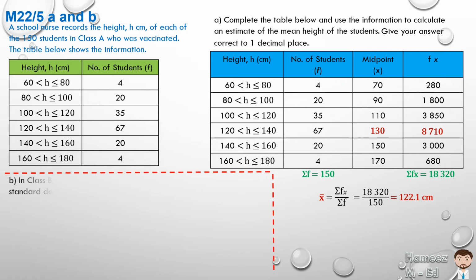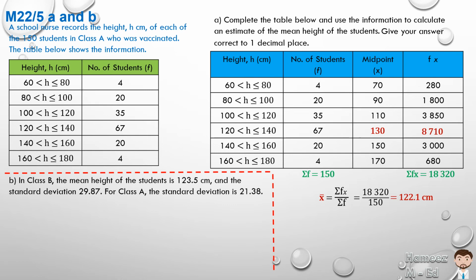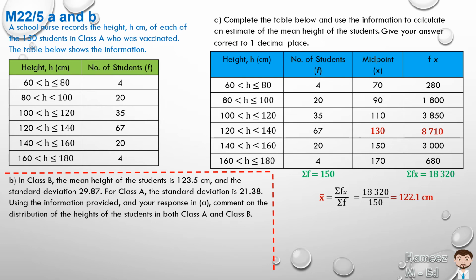Part B. In Class B, the mean height of the students is 123.5 centimeters, and the standard deviation is 29.87. For Class A, the standard deviation is 21.38, and we also worked out the mean height of Class A in Part A, 122.1 cm. Using the information provided and your response in A, comment on the distribution of the heights of the students in both Class A and Class B.